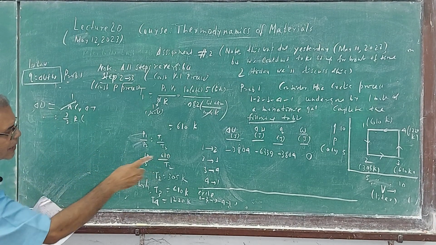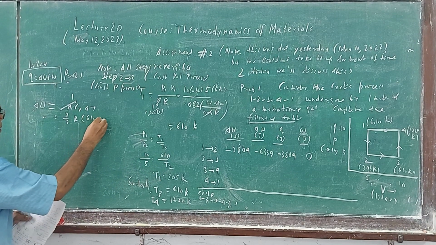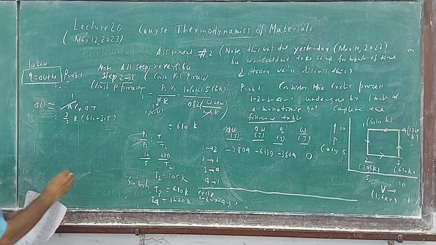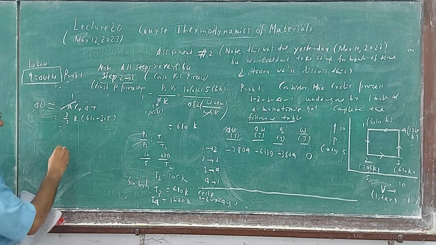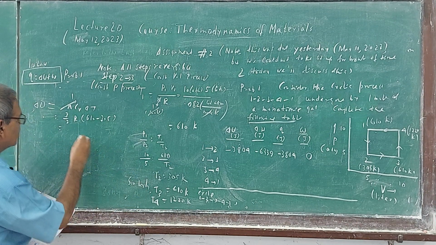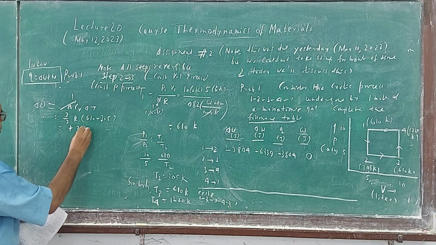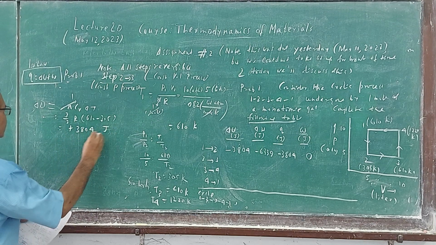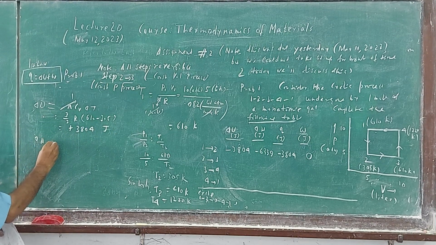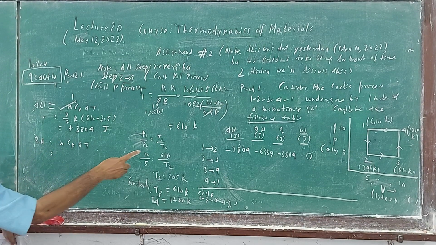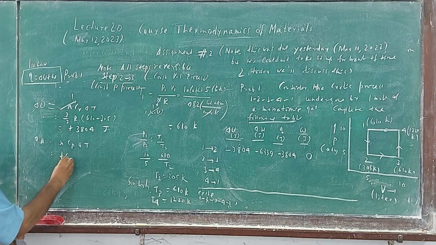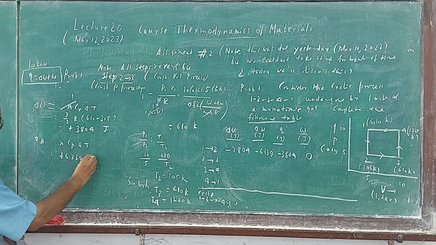Tell me. It is actually the same value, only plus. R is 8. So what is this value? Plus 3804, okay. Very good. Joule. Thank you. Delta H likewise is the same: nCp delta T is plus 6339 joule. Very good.